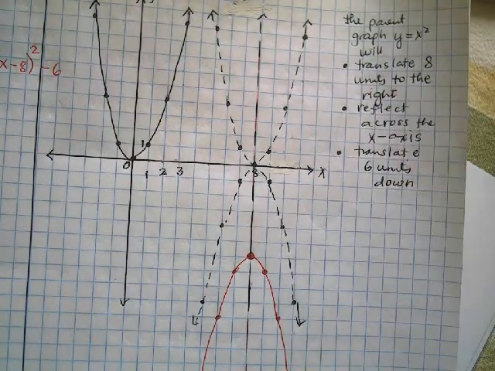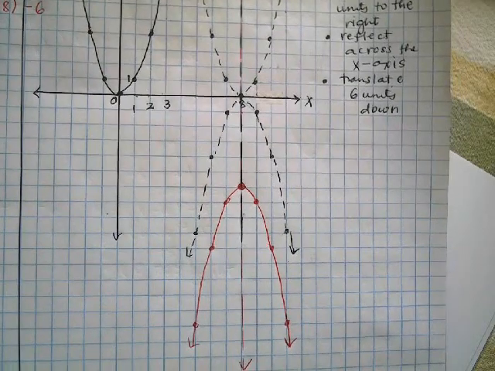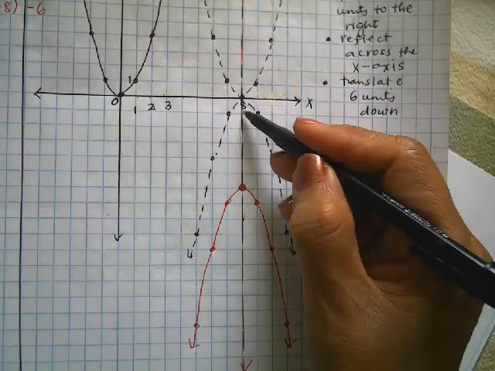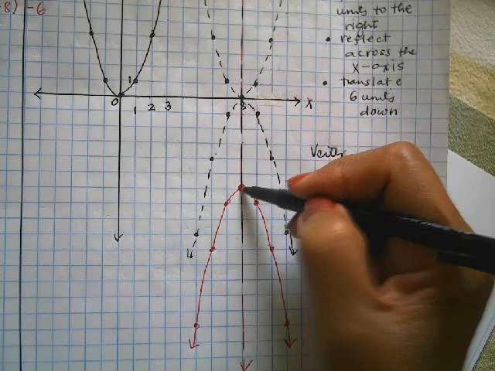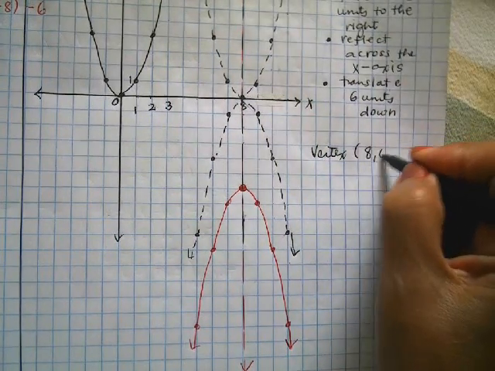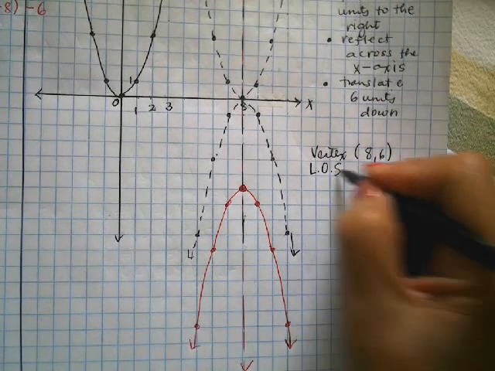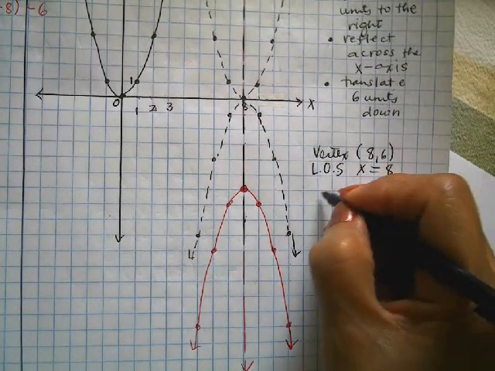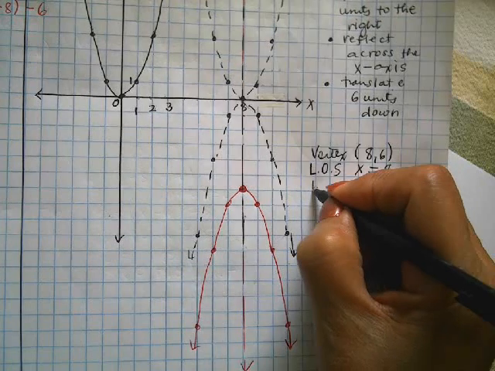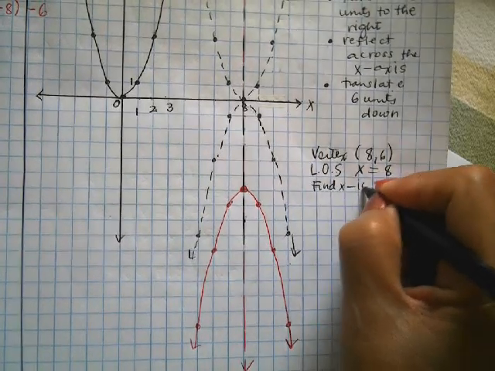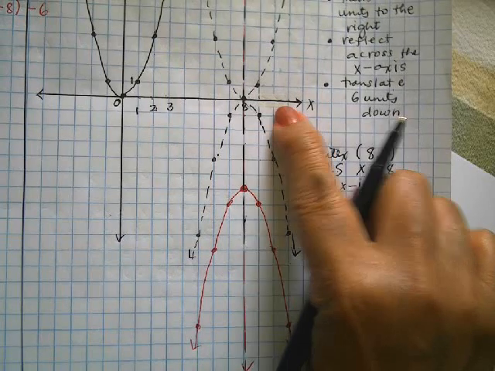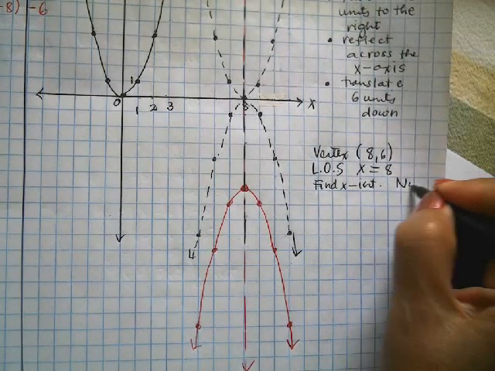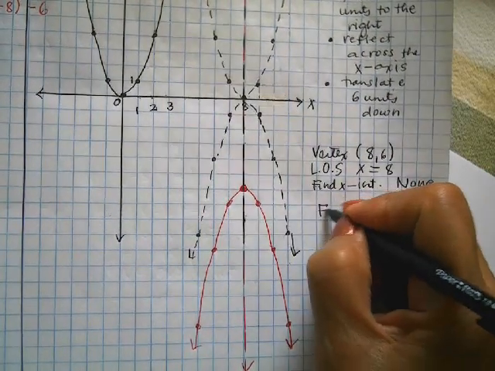Okay, so let's find our vertex. Our vertex is 8, 1, 2, 3, 4, 5, 6. Okay, the point (8, -6). Our line of symmetry is the line x equals 8. We said this is always the same. Okay, find your x-intercept. From the graph, you could see we don't have any x-intercept. The red graph is not going to hit the x-axis. So you say none.